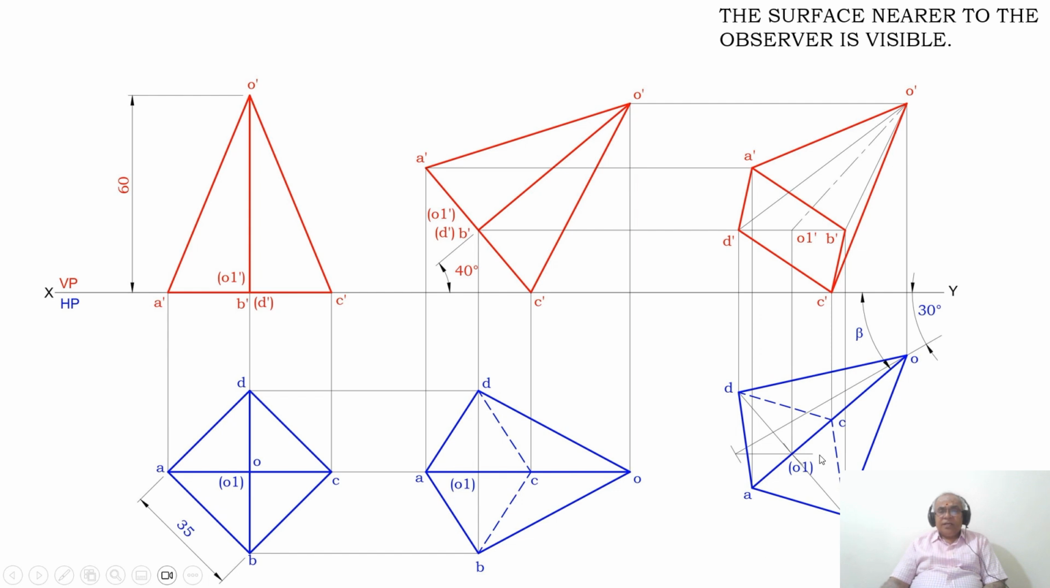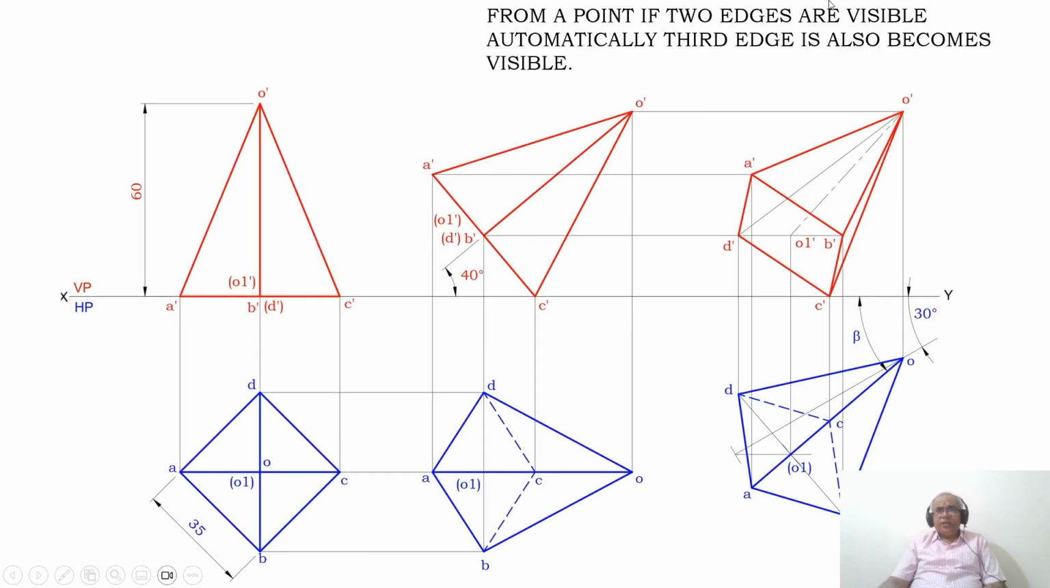Then the surface nearer to the observer is visible. So what does it mean? Here the entire surface A, B, C, D, the base surface as we see here, is being rotated such that the apex is nearer to VP than the observer. So therefore, when you look from the front view, the base of the pyramid is totally visible. Therefore, you have already joined A dash D dash and D dash C dash, then join C dash B dash and B dash A dash. As we know, the base of the solid becomes visible. Therefore, O1 dash is on that base, so it becomes O1 dash without bracket.